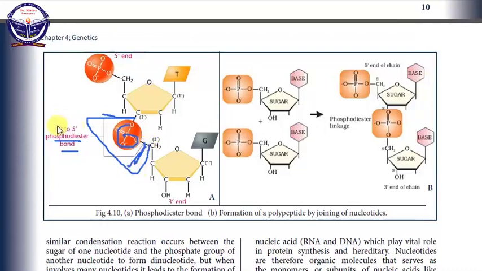Phosphodiester bond, and sometimes it is known as 3 to 5 phosphodiester bond, but simply it is phosphodiester bond.